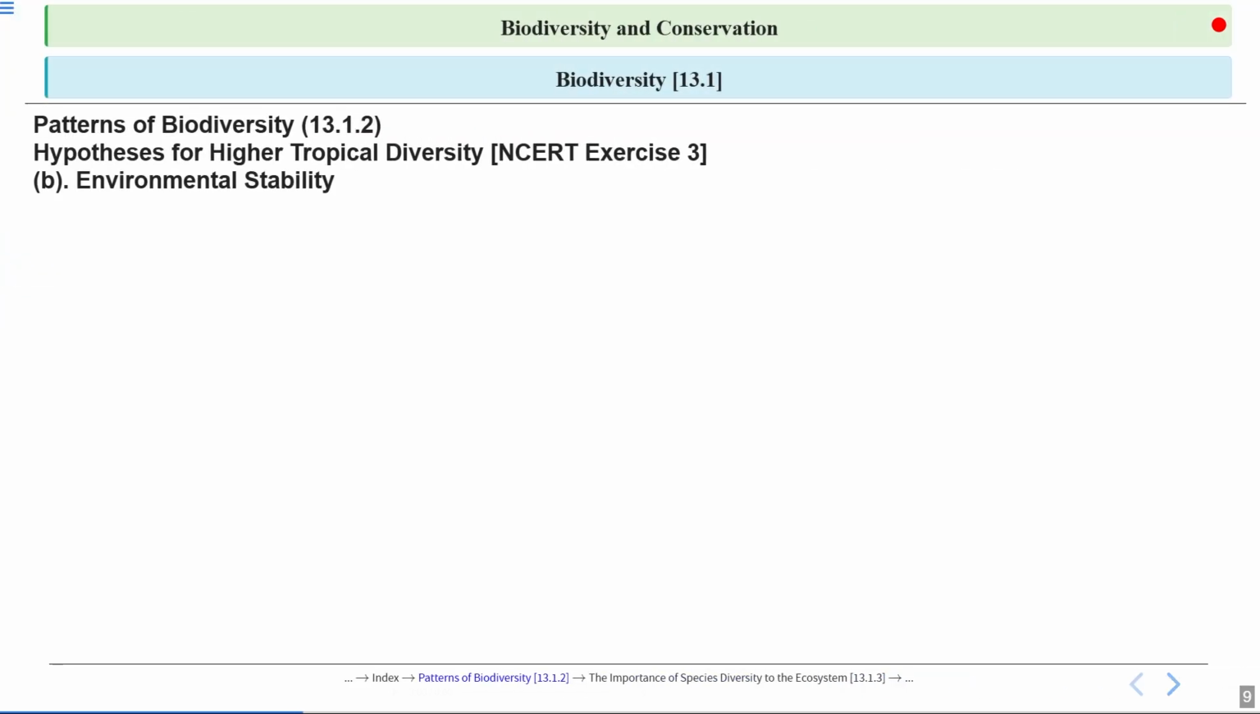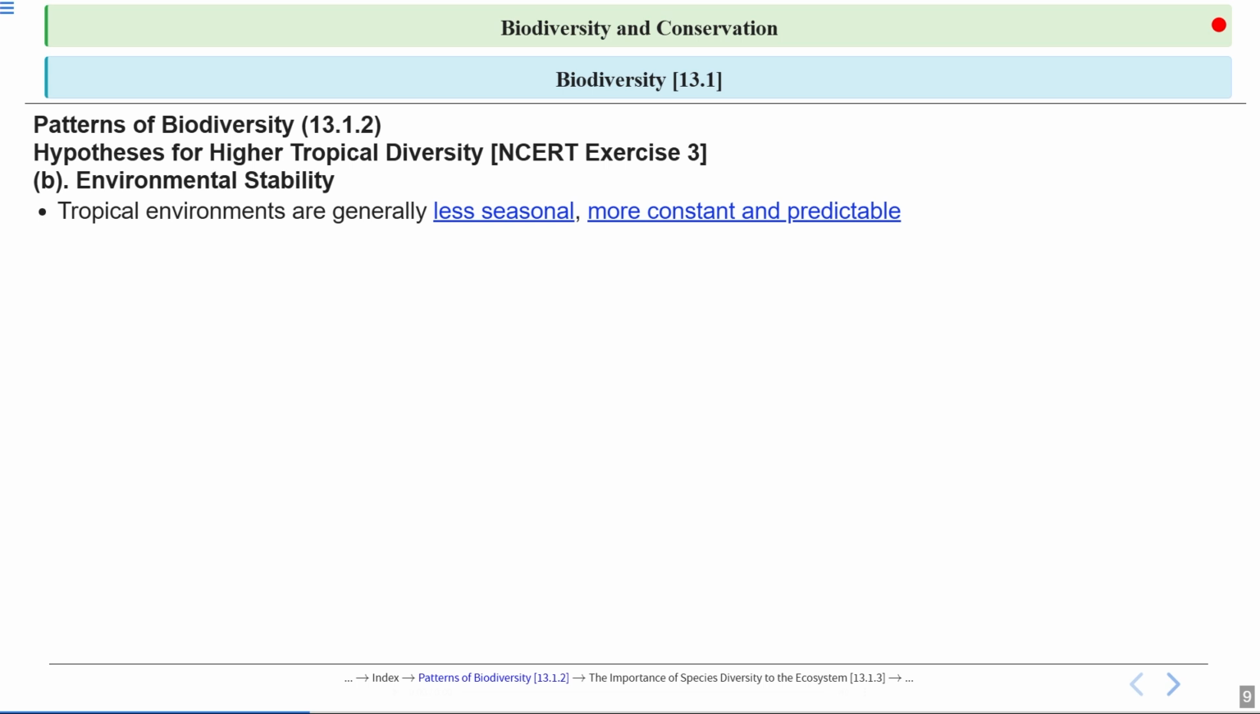Let's continue the discussion. There is a question in your book, question number 3, which is related to this topic. Now the second hypothesis, or second reason, is environmental stability. The first one was evolutionary time and speciation. Here we are talking about environmental stability.